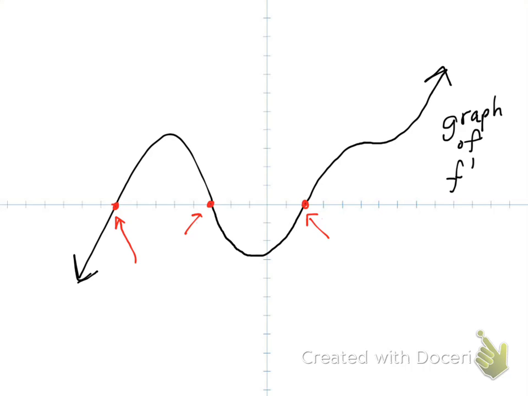What would the term be for these points? What's a word that would describe these locations? I want you to pause the video and think about that for a second. And hopefully you've unpaused it and thought, and the correct answer is these are critical values or critical numbers, because these are where the derivative is equal to 0.